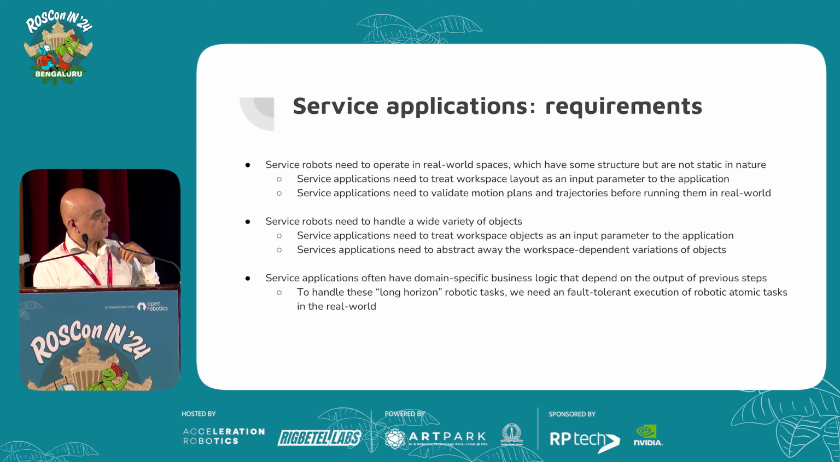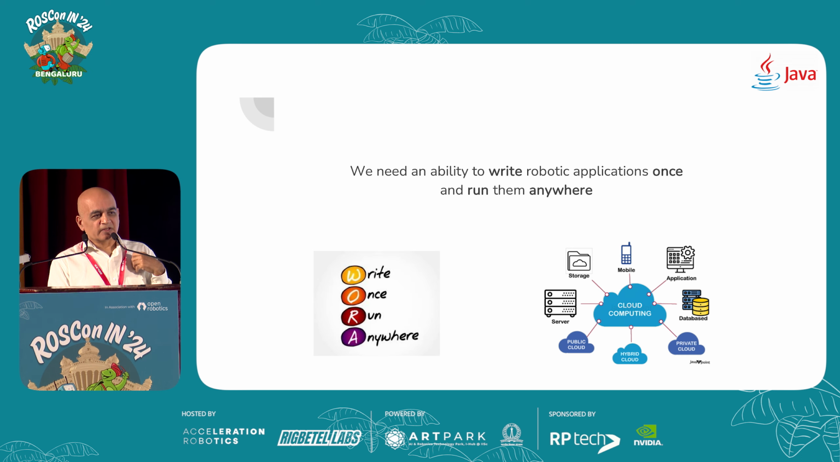That's where it becomes interesting, because these kinds of tasks are typically known as long horizon tasks, and they require robotics applications to have much more fault tolerance. So those are the three requirements you have to think about when you start thinking of service applications. Then the question becomes, how do you do it, because there are so many variables, so many things that can keep changing? Really, what you want as a developer is the ability to write the application once, but make sure it can run anywhere. That's basically what you want.